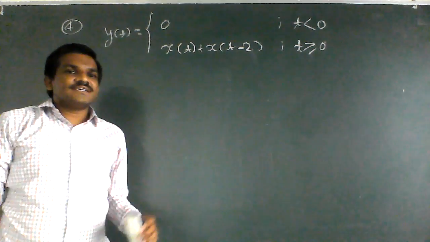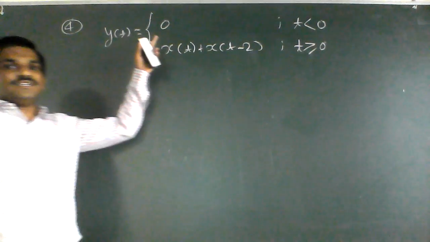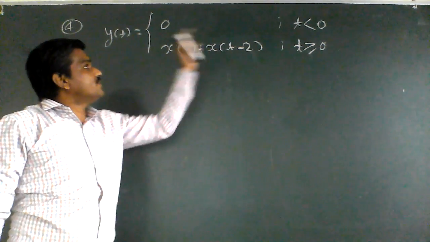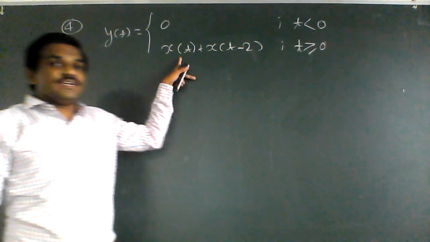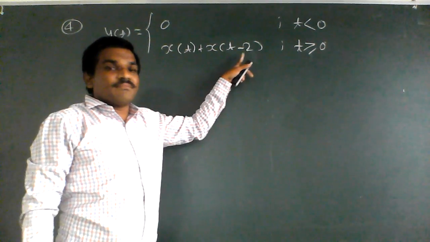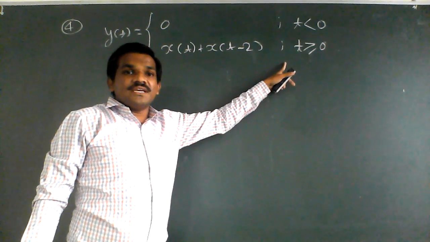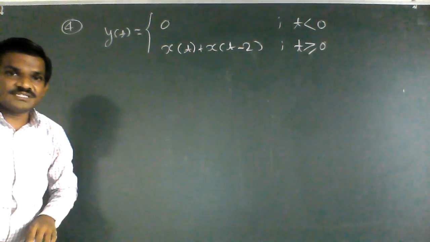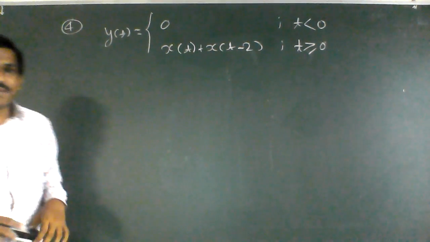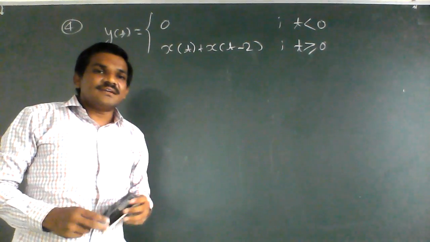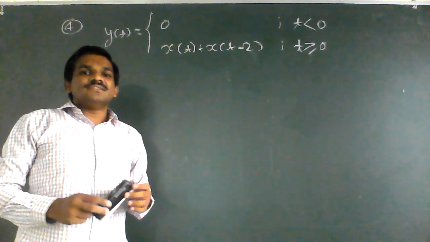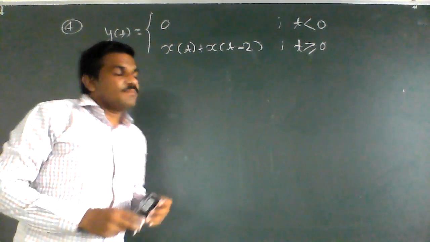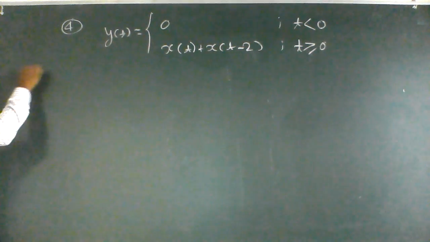Hello everyone, let us take problem number 4, that is y of t is equal to 0 for t less than 0, and it is equal to x of t plus x of t minus 2 for t greater than or equal to 0. We have to check whether this continuous time system holds the properties of memoryless, causal, linear, stable and shift invariance or time invariance. Let us solve it.